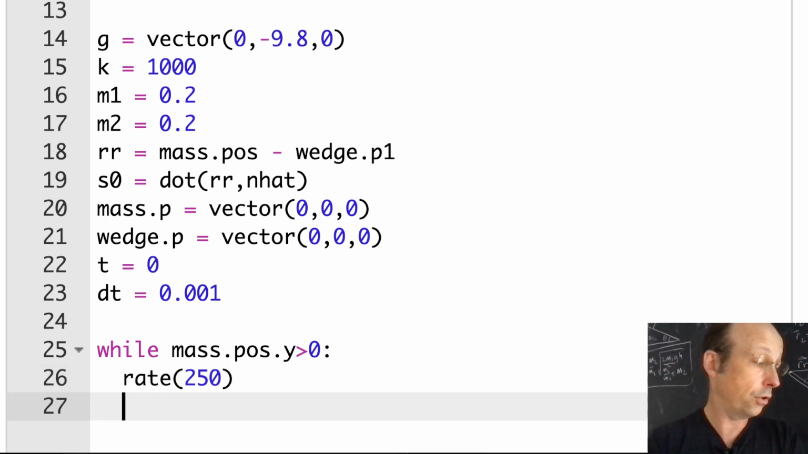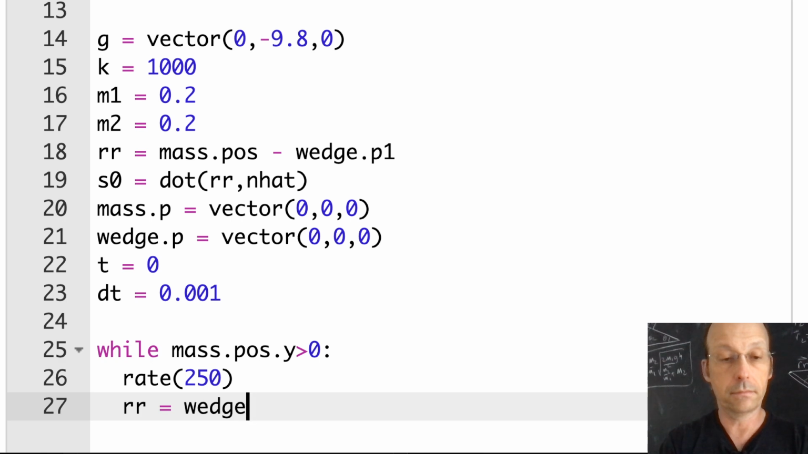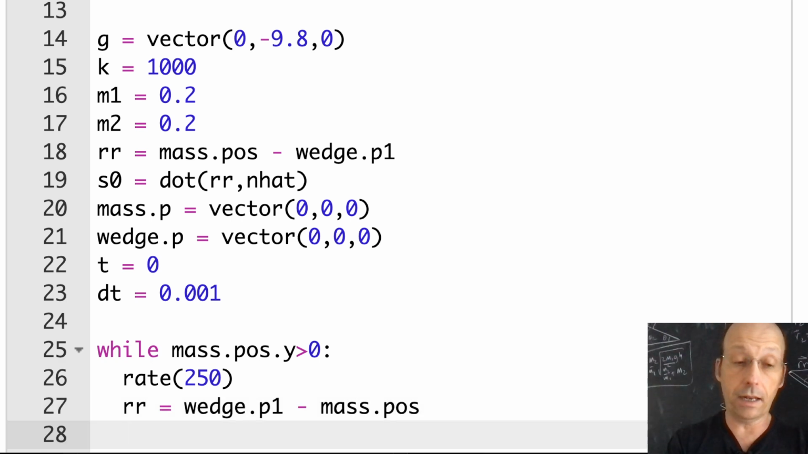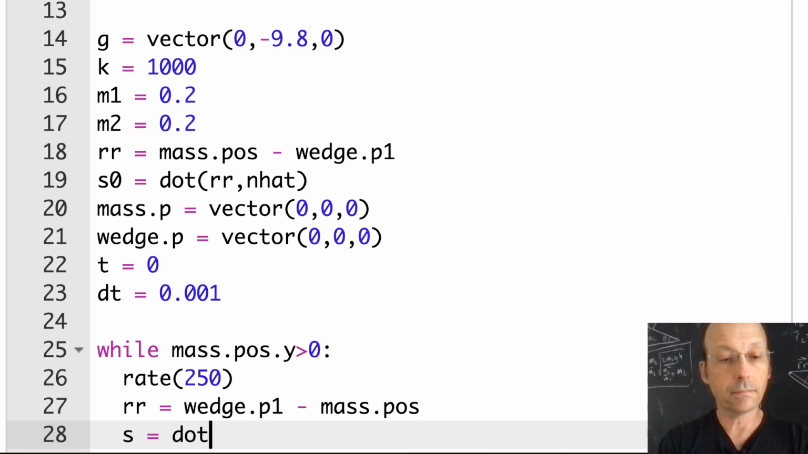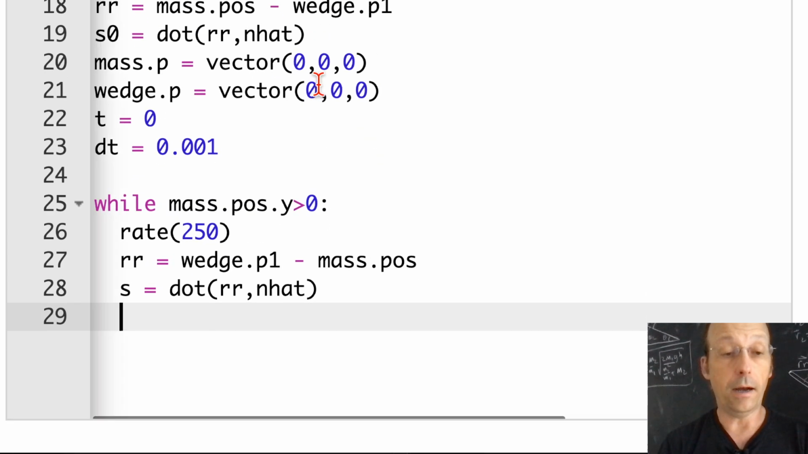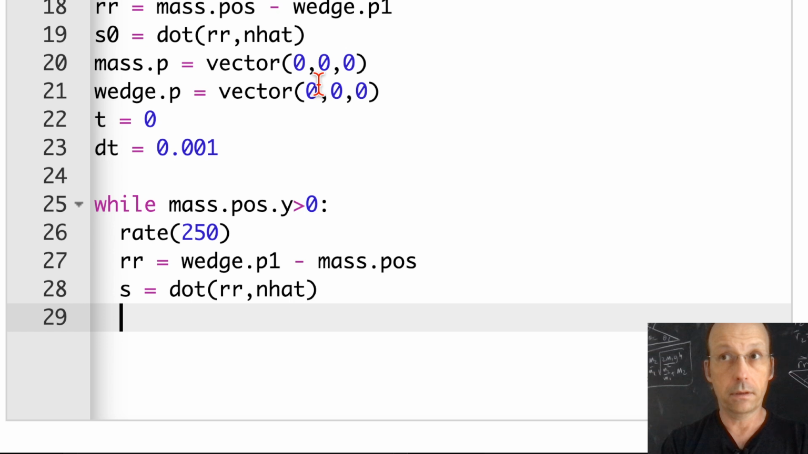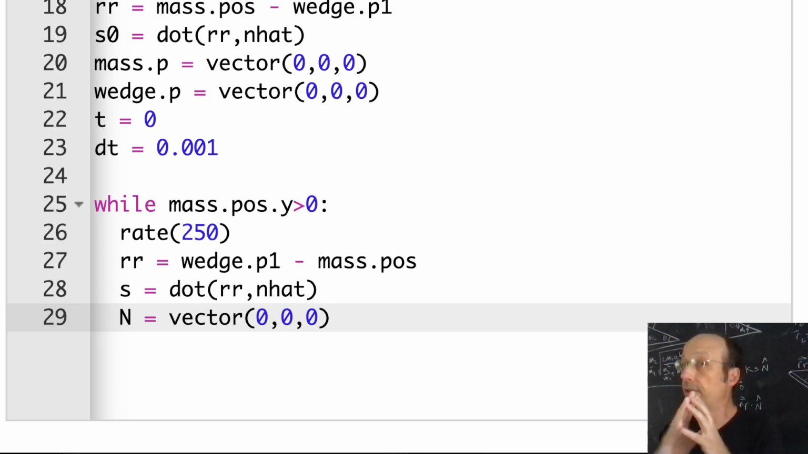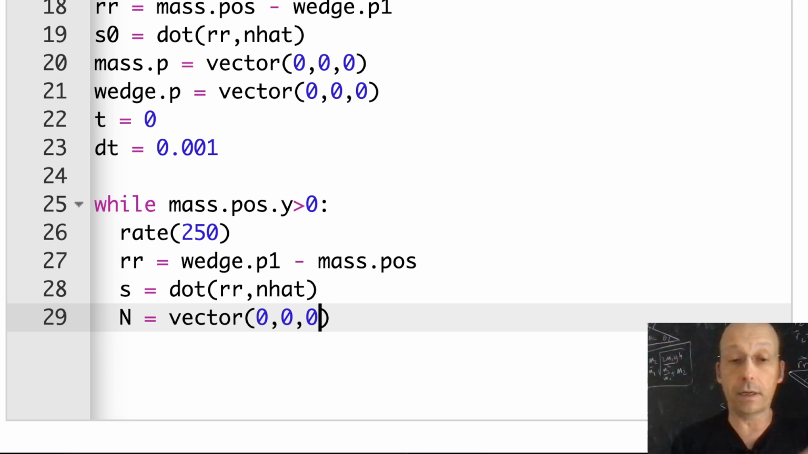So the first thing I'm going to do is, what did I do before? I need to calculate that RR. Right? I'm going to need that. I'm going to calculate S, dot RR and n hat. Okay. Now I'm going to, let's just see, I'm going to do this. N equals vector 0, 0, 0. So if this is not true, then every time I get back to the loop, I'm going to set N equal to 0.